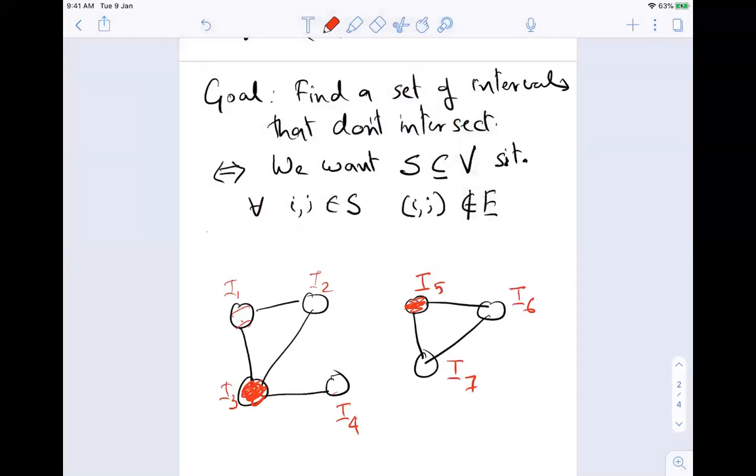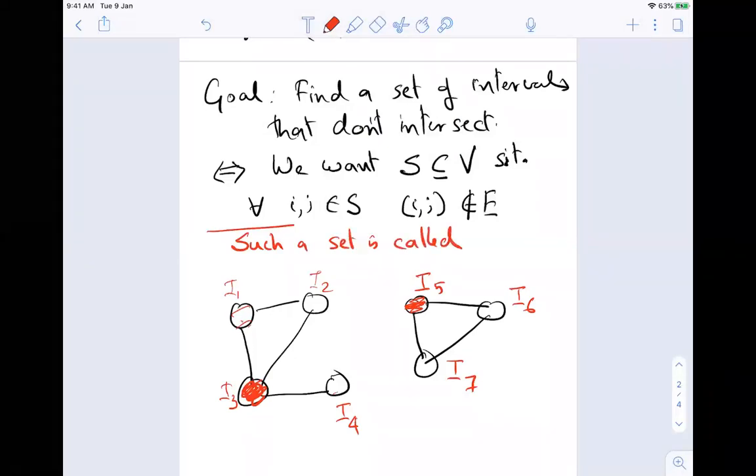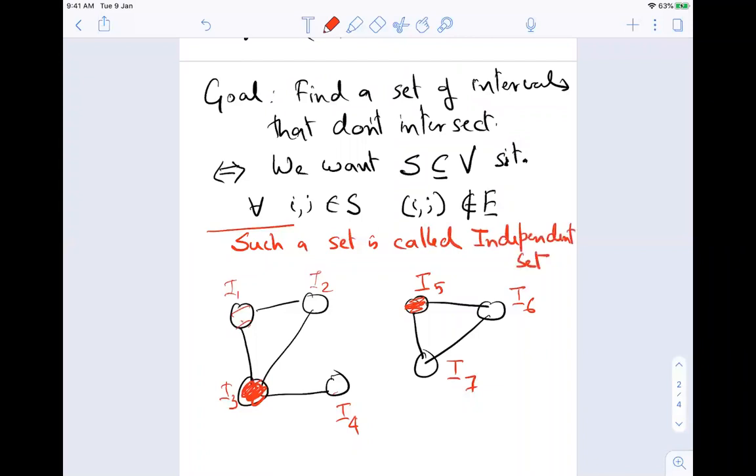Here I will use such a set is called, and this is very important, something that we will use later on also. It's called an independent set. If you have not seen this particular definition earlier, please note it down. An independent set: a set of vertices that don't intersect with each other, or that is, sorry, not adjacent with each other.